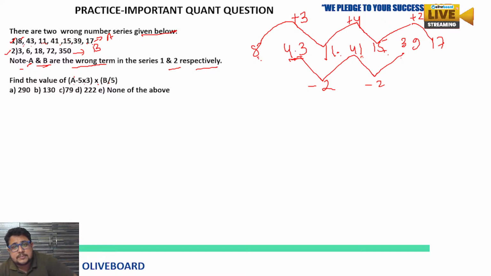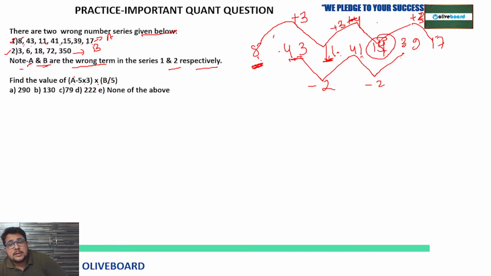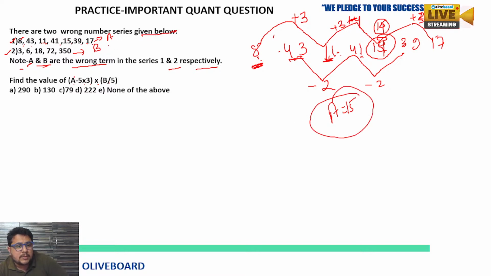Odd number series, means the numbers which are available on odd places, following which pattern? First to third, third to fifth. So plus 3, we will just follow the same difference, plus 3. 11 plus 3, we get 14. Now 14 plus 3, 17, means this 15 is wrong. The actual number must be 14, but here the wrong number is 15, so the value of A is going to be 15, because A represents the wrong number in the first series.